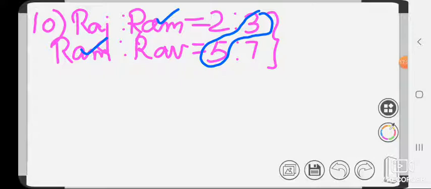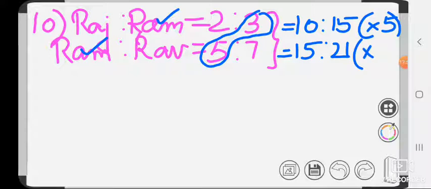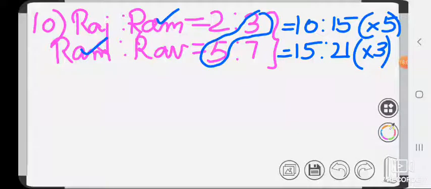How? First ratio, if you multiply by 5, that is 5 2s are 10, 5 3s are 15. What we have done? We multiplied by 5. Now what about the second ratio? Here we can multiply by 3. That is 5 3s are 15, 7 3s are 21. We multiplied by 3. Now you see both the ratios are the same, isn't it?